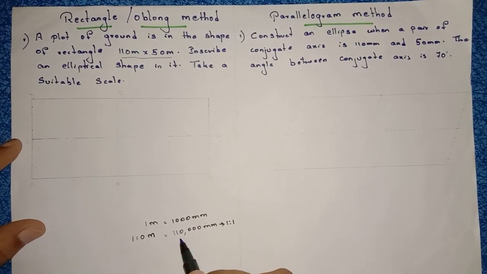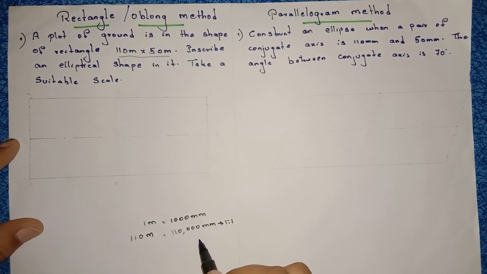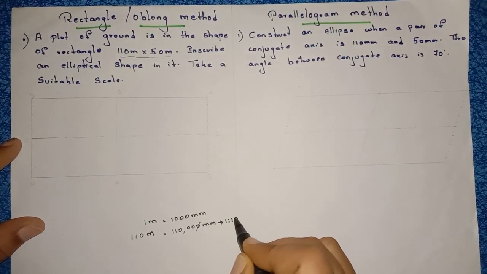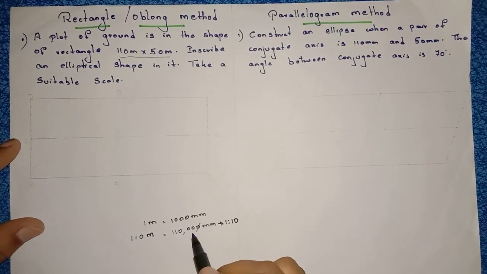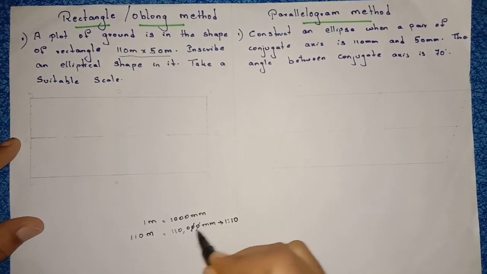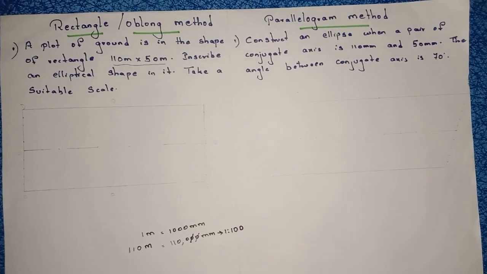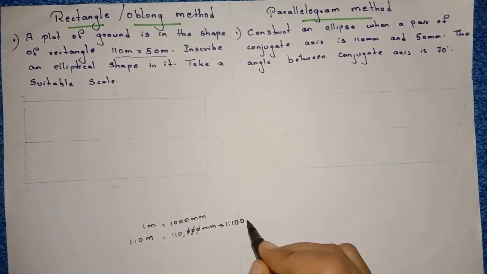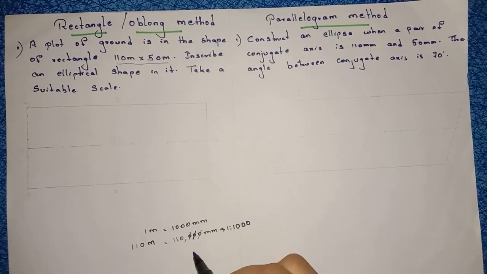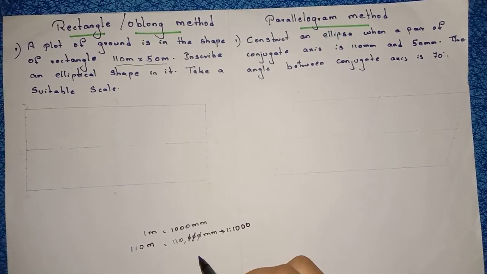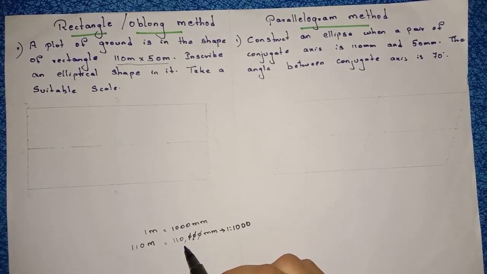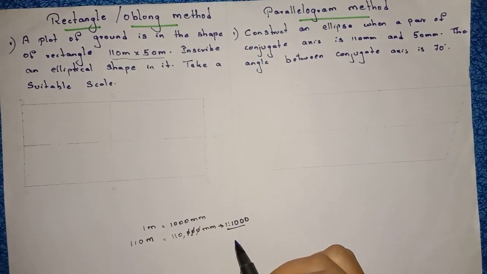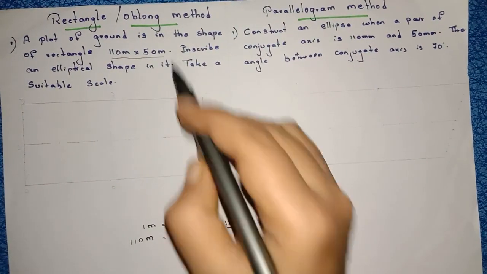Now, can you draw this much length in your drawing sheet or notes? No, you can't. So cancel one 0, keep one 0. Can you draw this length? No. Cancel one 0 again. Again, can you draw this length? No. Again cancel one 0. Now can you draw 110 mm? Yes, you can. 110 mm means 11 centimeters. So the scale here is 1:1000.